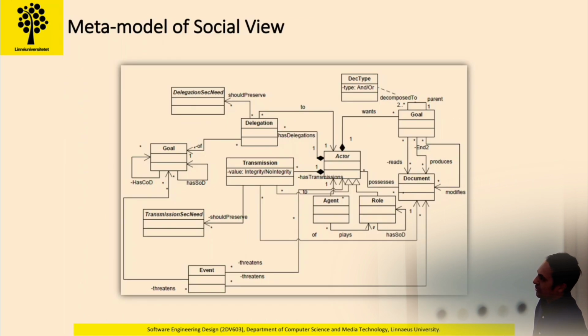So for the social view meta model, we all know what a meta model is. A meta model shows all kinds of possible relationships and composition between classes or elements within a model that can be done when it's instantiated. For example, this is a meta model of social view.